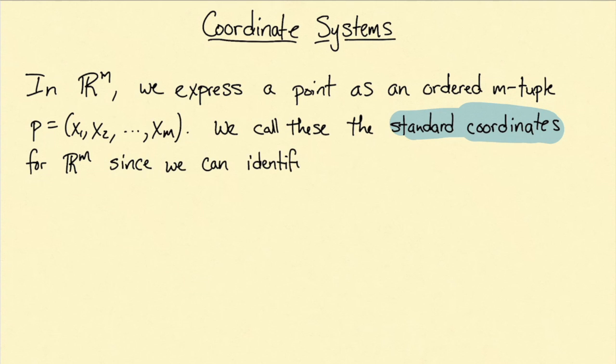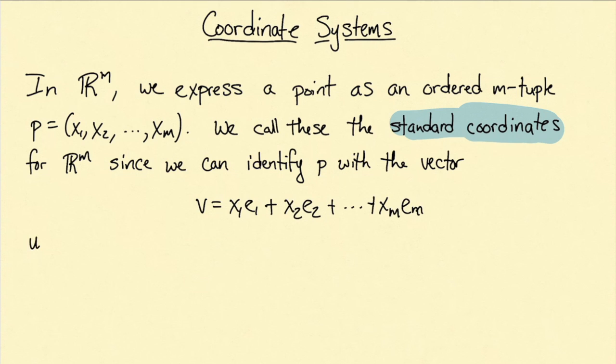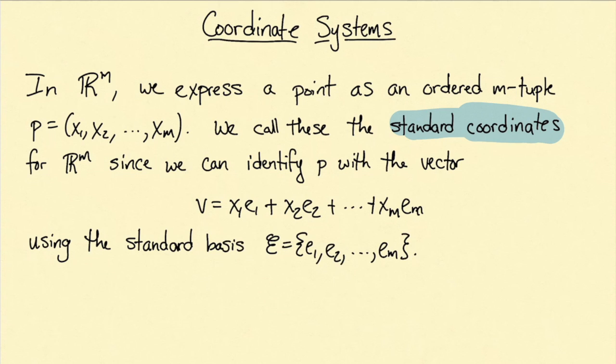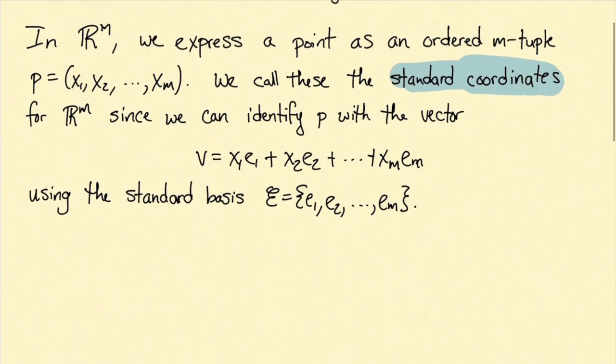e1 plus x2 e2 plus etc. plus xm em, using the standard basis, which we'll denote by the script E, whose elements are e1, e2, down to em. So as a quick example, let's think about R^3.